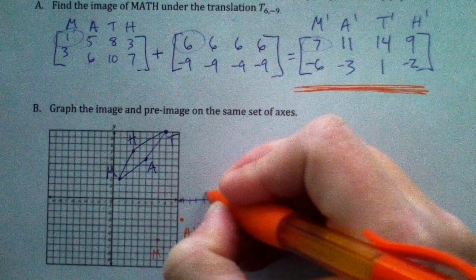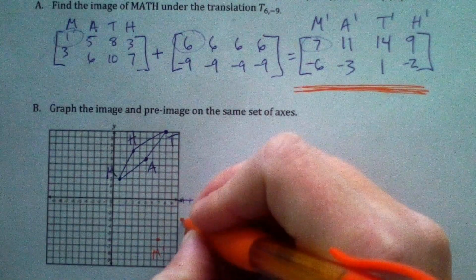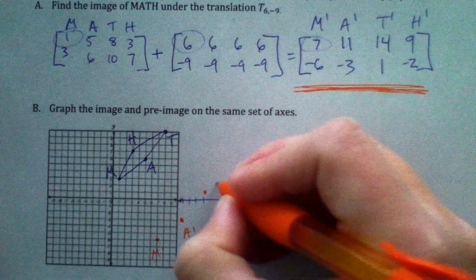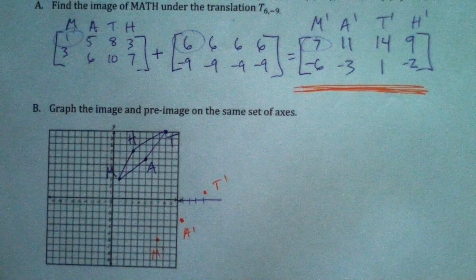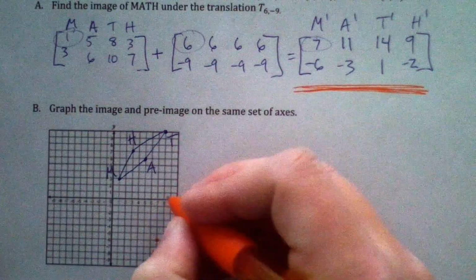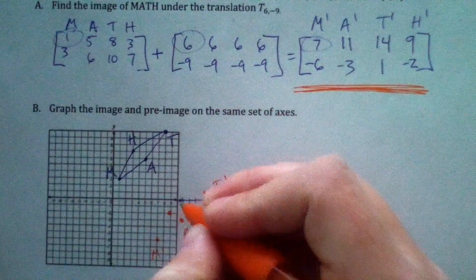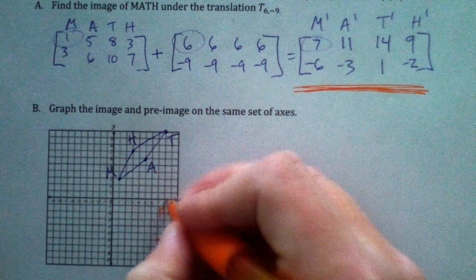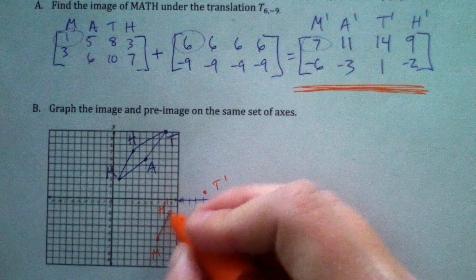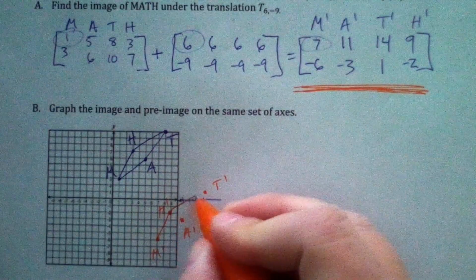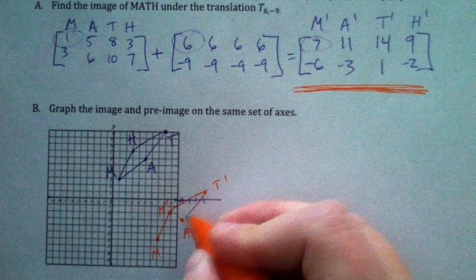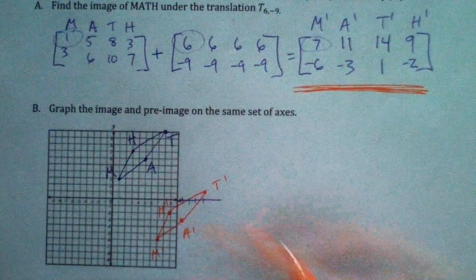And it should look like our shape there was slid 6 spaces to the right because our x value was +6. Our y value is -9, so it should look like it went to the right 6 and down 9. Does that seem fairly accurate? Yeah, so it should always look like the same shape when we do our translation because it's just sliding it around.